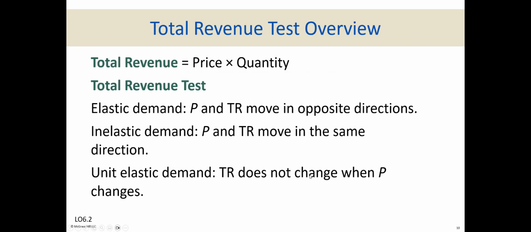So the next thing we need to discuss is the relation between total revenue and elasticity. For your information, total revenue is the same as total sales for a business. So price times quantity. Let's say you're selling 10 shirts a day and each is $20. Then your total sales or total revenue per day is going to be $200. That's the total revenue. One thing we need to know is that there is a relation between total revenue and elasticity. In elastic demand, P and total revenue move in opposite directions.